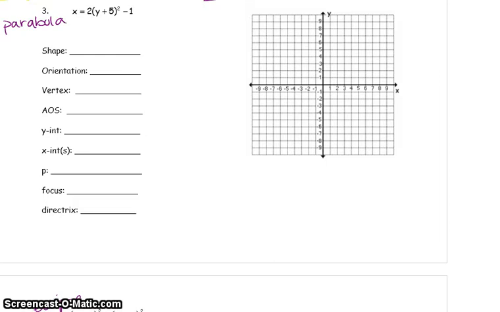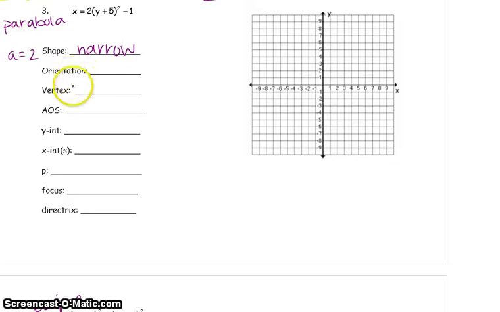So your first step when you're just given an equation is to figure out what conic section it is. So we know this is a parabola. The shape is wanting you to list either wide, narrow, or normal. So since our a value is 2, it's greater than 1. That makes this narrow.